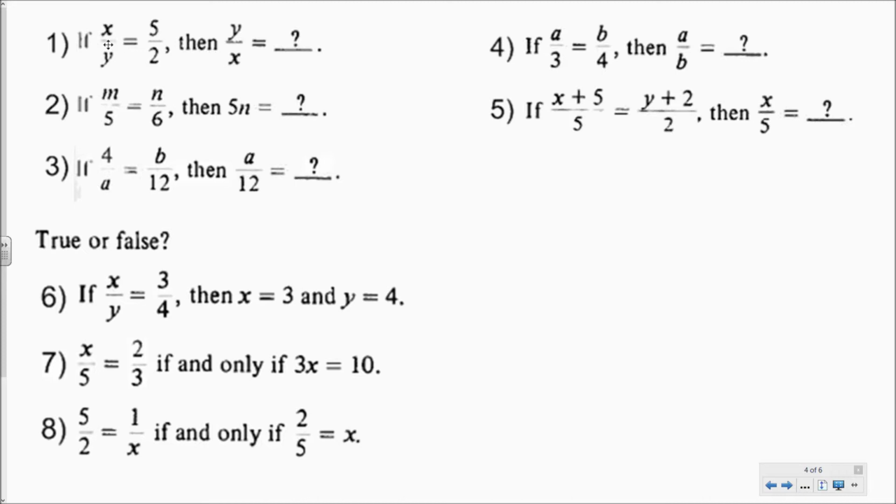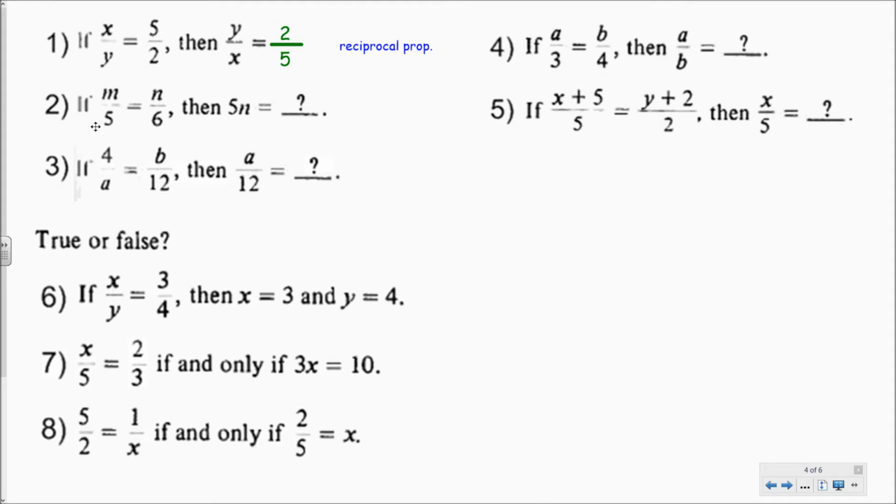In the first one, I'm going to look at it and I notice that y over x is really just the reciprocal of x over y. So if I was to use the reciprocal property of proportions on this proportion, y over x would just be equal to the reciprocal of 5 over 2, which is 2/5, and that's using the reciprocal property. So when you pause this video, go ahead and answer the rest of these questions, and then we'll go over them when you come back.